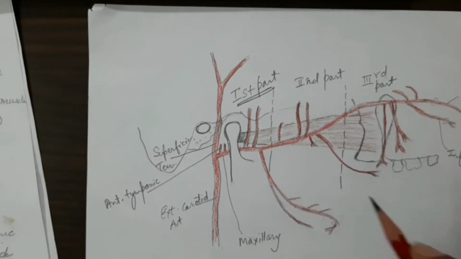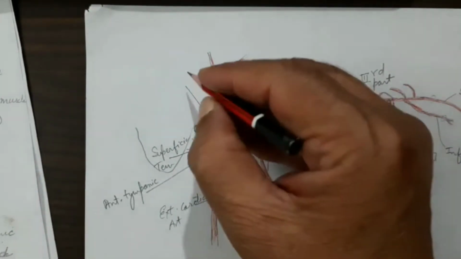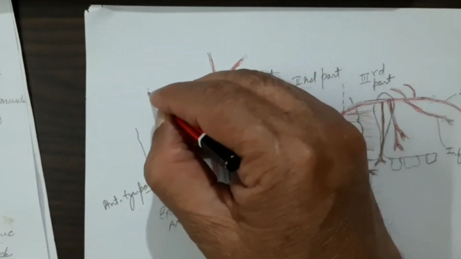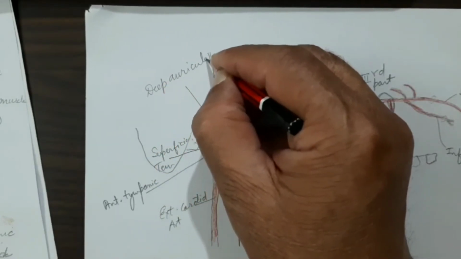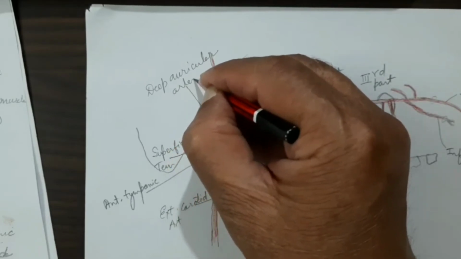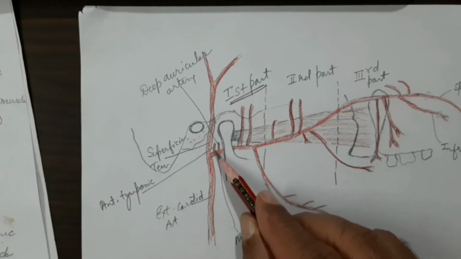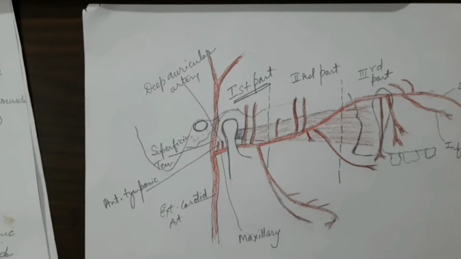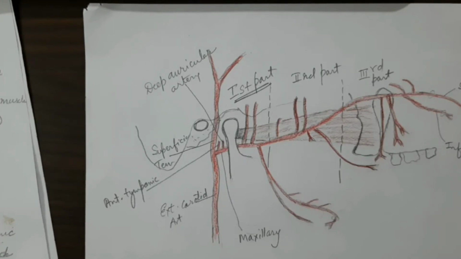Then the second branch is here, and I will just give it a name. See, I am just drawing this line of labeling, and I will name it here as deep auricular artery. This was the external carotid. I will say this was the anterior tympanic, first branch, and the second branch is the deep auricular artery. Now this deep auricular artery supplies the TM joint, the temporomandibular joint.